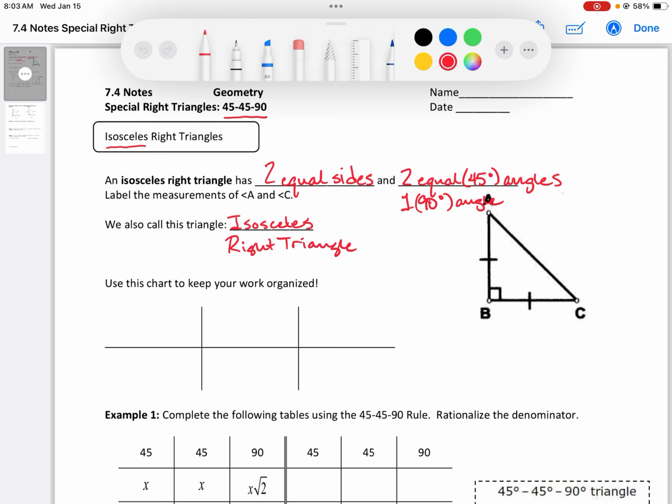So we have this image over to the side right here, and we're going to label some things on it and use it to help us keep our work organized. The first thing we need to notice about this triangle is that it has a 90-degree angle. From our previous days in this unit, when you have a 90-degree angle, a right triangle, the longest side is always across from that angle, and that longest side is what we call the hypotenuse.